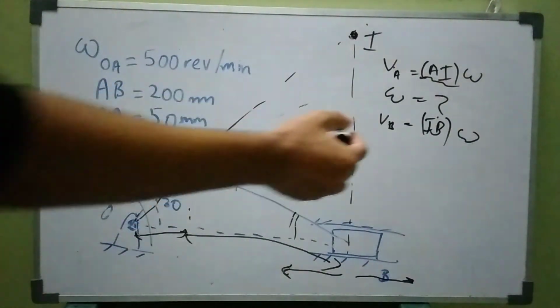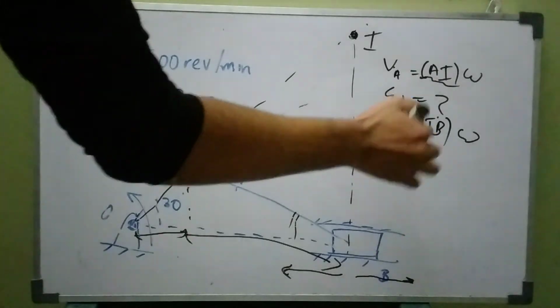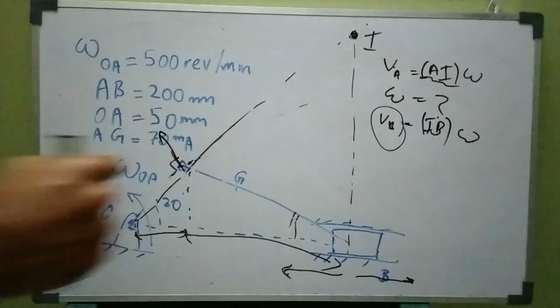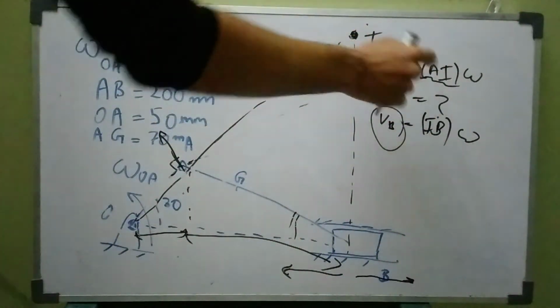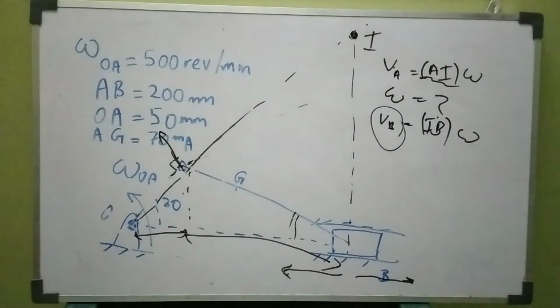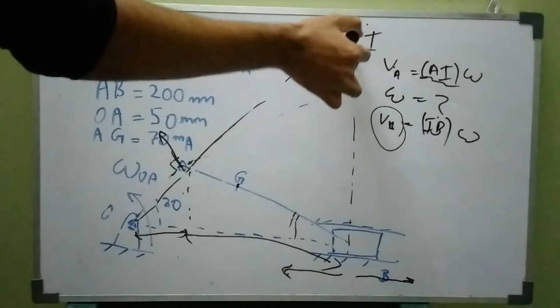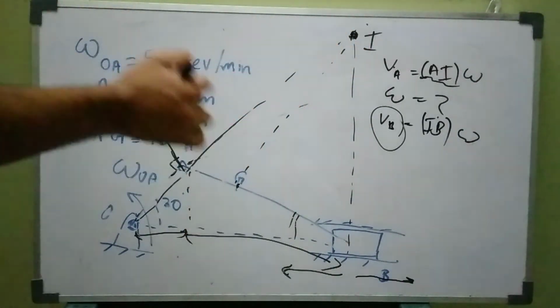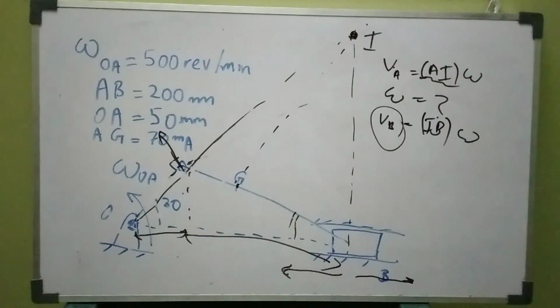So from that we can find VB. For that we need to find the value of IB. It's not difficult because we can find the AI, and from that we can find the IB directly. After that we need to find the velocity of AG. That's the third question. So how are we going to find that?